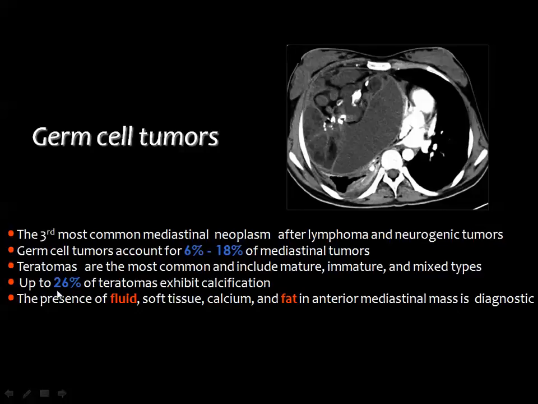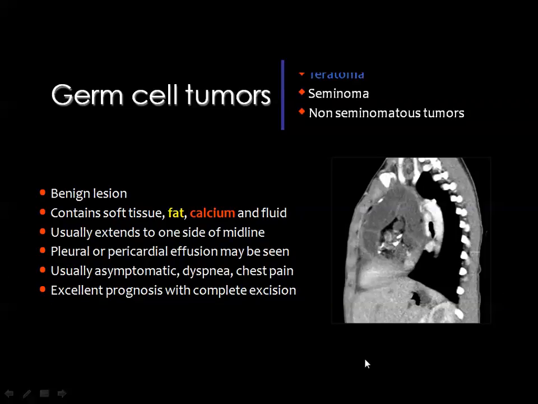Up to 26% of teratomas contain calcium, and the most important finding for the diagnosis of teratoma is the presence of fat. There is a big mass here containing calcium, containing fat, which is these dark streaks, and the fluid. And we have three components: fluid, fat, and calcium. There may be also some soft tissue shadows inside the lesion.